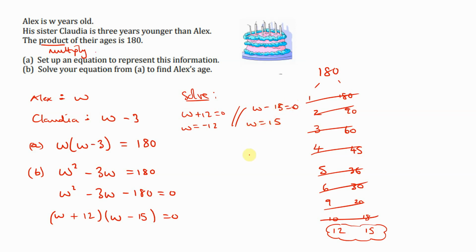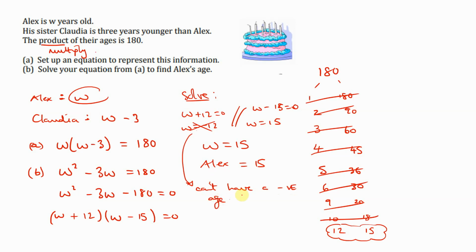Which one of these answers actually makes sense? Can you be minus 12 years old? No. So w equals 15, so Alex equals 15, because Alex is w. It's not always going to be the answer. They could have asked you for Claudia's age, and you'd have had to say Claudia's 12. And always write a sentence about that one. Can't have a negative age. It just has to be as simple as that. You've got to have a reason why you've crossed out a solution. Okay.